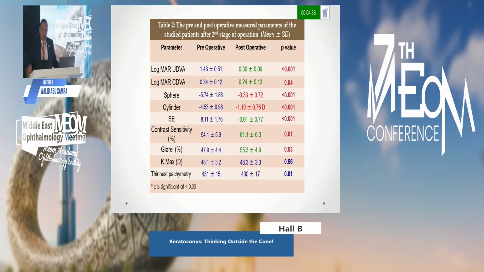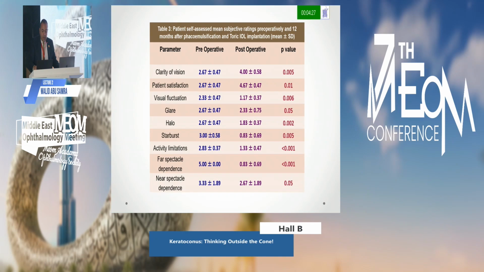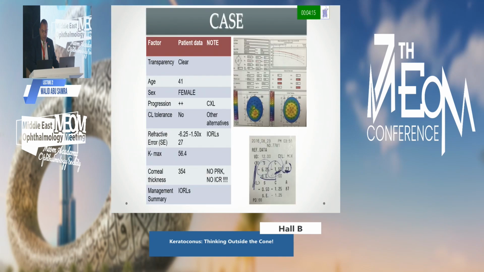Pre and post-operative measurement parameters were very satisfying for the patient: the corrected visual acuity, contrast sensitivity, glare, the Kmax. And of course, all subjective parameters like clarity of vision, glare, halo, visual rehabilitation, activity limitation, and far or near spectacle dependence. It's a highly significant result before and after.